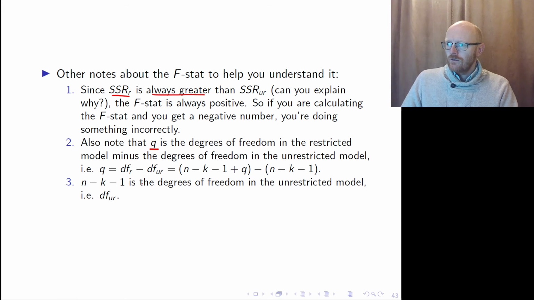Also, Q, the number of restricted coefficients, is the degrees of freedom in the restricted model minus the degrees of freedom in the unrestricted model. So here you can just take the degrees of freedom in the restricted model minus degrees of freedom in the unrestricted model, and you get the number Q. And n minus k minus 1 is the degrees of freedom in the unrestricted model.